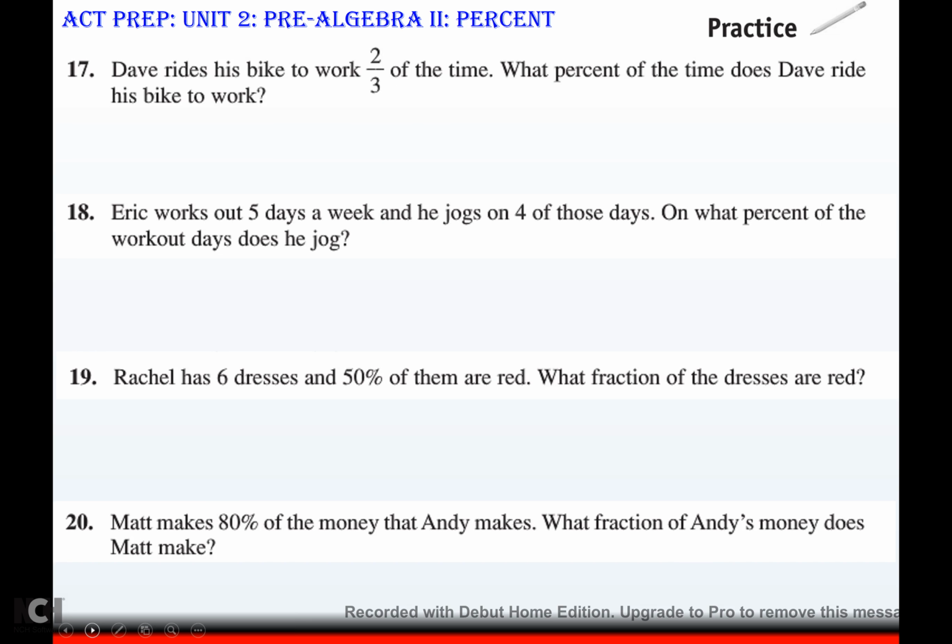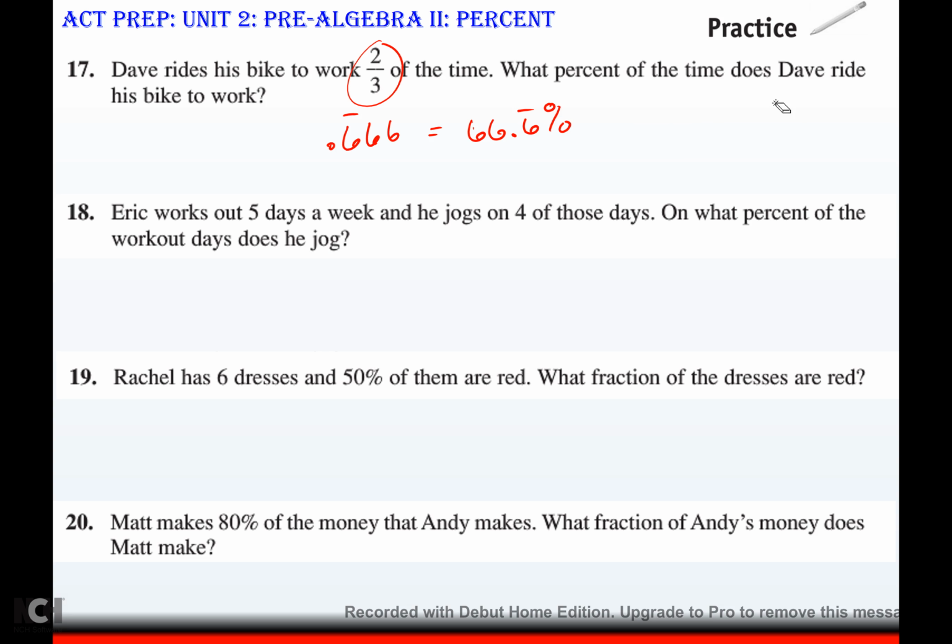Dave rides his bike to work 2/3 of the time. What percent of the time does Dave ride his bike to work? This is one you should have memorized. 2/3 is 2 divided by 3, which is 0.6 repeating, which two places over would be 66.6 repeating percent, which can also be written as 66 and 2/3%.